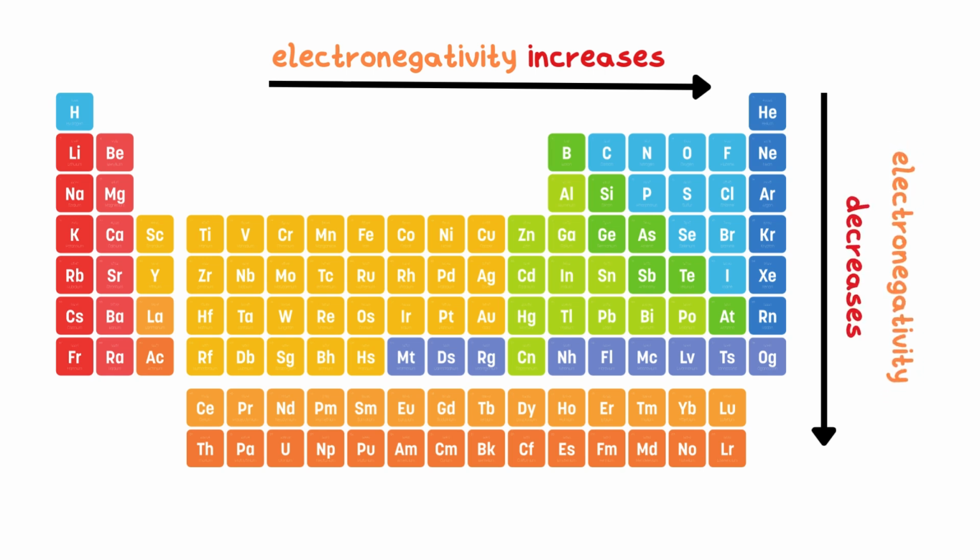There are some exceptions. Noble gases, since they have a complete octet, do not have electronegativity values. And also transition metals, whose electronegativity values do not follow the trend due to the involvement of d orbitals.